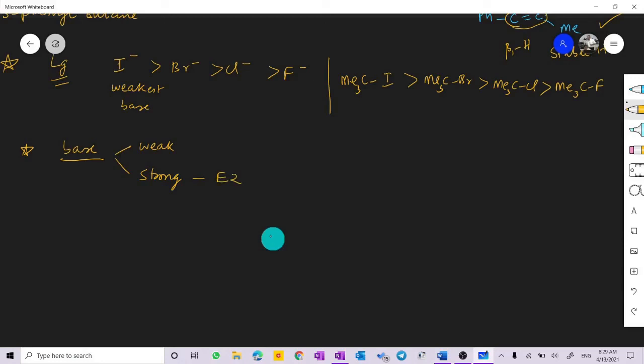I will explain in the next video how the E2 mechanism works. It's something similar to the SN2 reaction, and if the base is weak, then the E1 reaction will prevail, because E1 proceeds via carbocation stabilization.